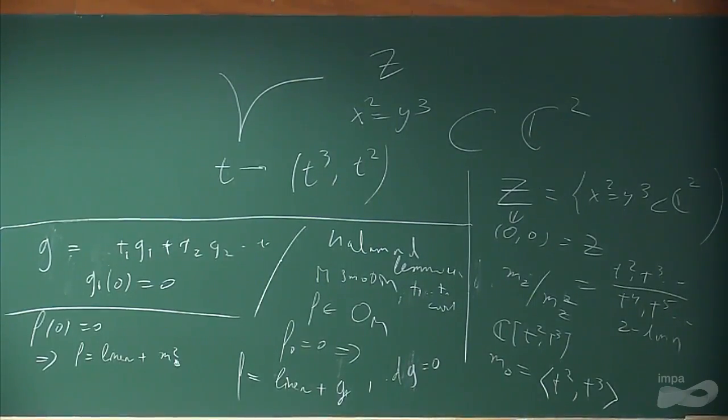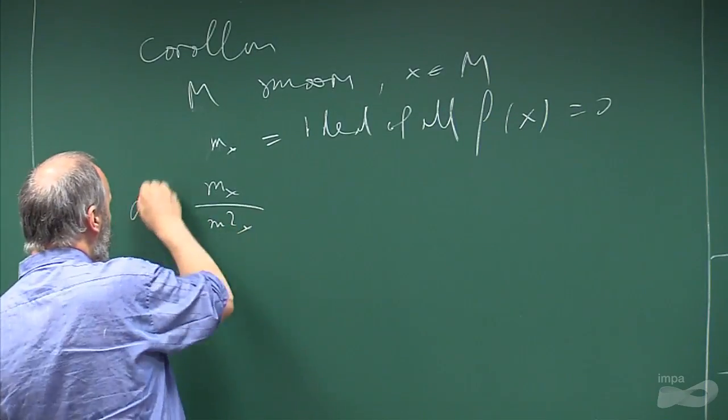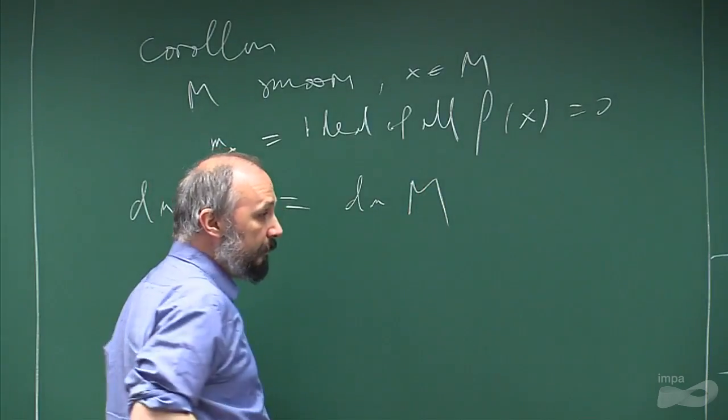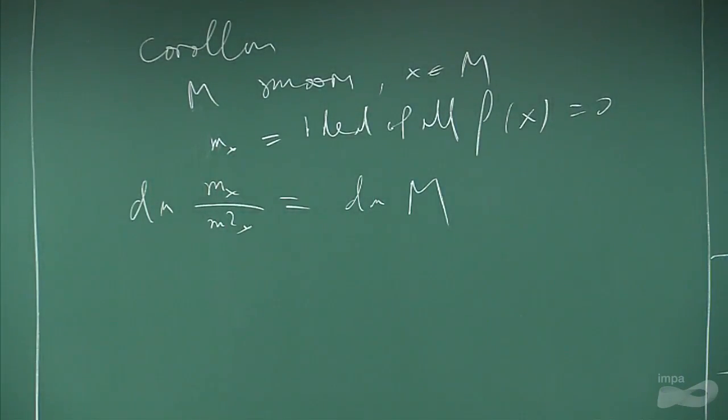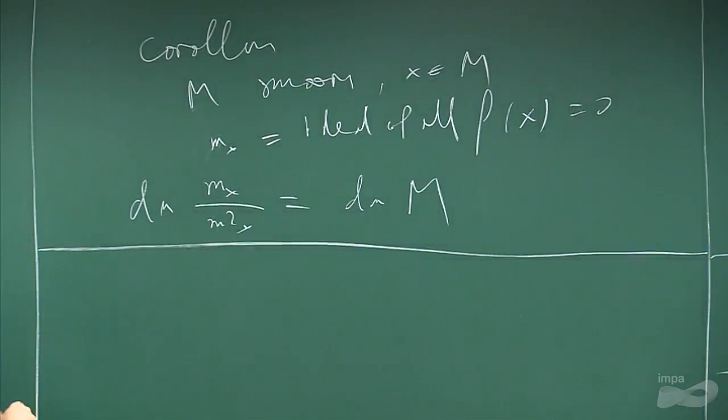X inside M, you take m_x, the ideal of all functions such that f of x is 0, then m_x by m_x squared, the dimension of that is the same as the dimension of linear functions. This is the dimension of M. Okay, and here we have a different situation. It's two-dimensional for this particular singular curve. Then it is non-smooth.